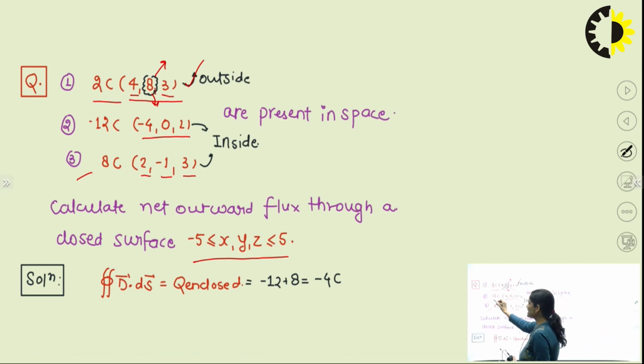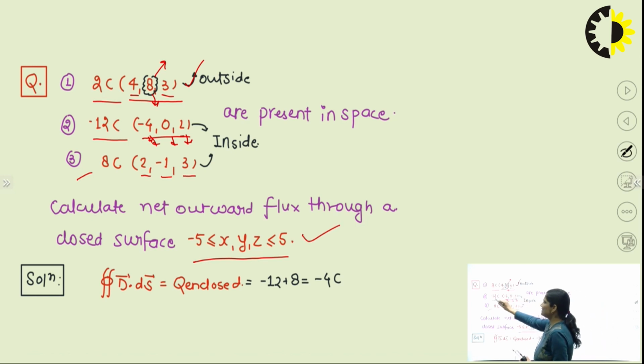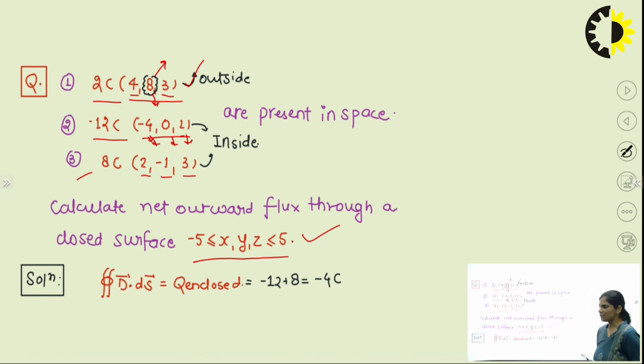Now for the second charge, minus 12 coulomb, x is equal to minus 4, which comes in the range of minus 5 to 5. y is 0, which comes in the range of minus 5 to 5, and z is 2, which also comes in the range of minus 5 to 5. The range applies to x, y, and z, so you have to check all three. All three coordinates come inside this range, so you can say this charge, minus 12 coulomb, comes inside the surface.